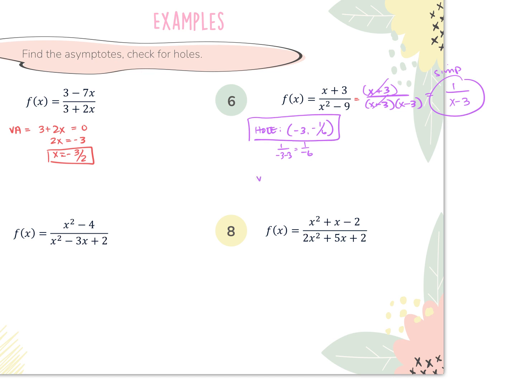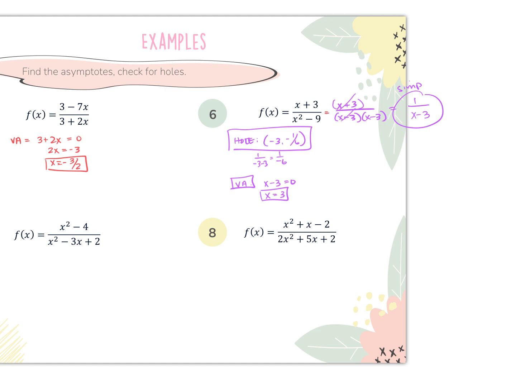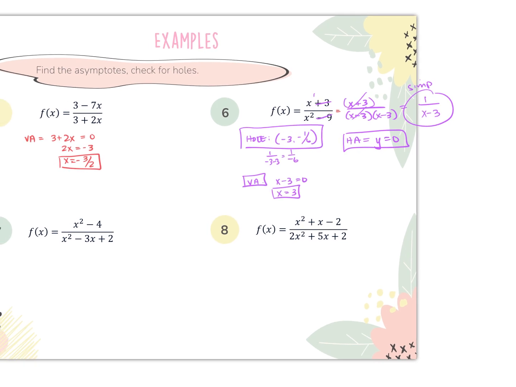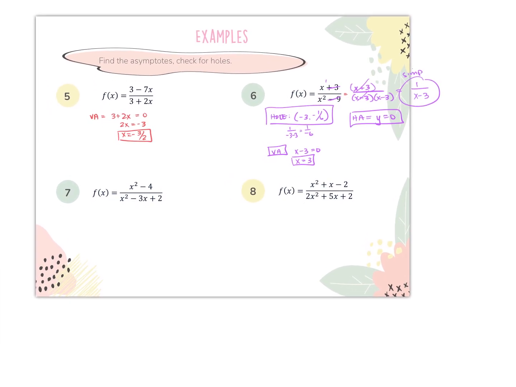Then I go to my vertical asymptote, which also uses the simplified version. So I'm going to put that denominator equal to 0. And so I know my vertical asymptote is the equation x equals 3. And my horizontal asymptote uses the original equation. It looks at these exponents, and it sees that the bottom exponent is larger than the top, and so that one becomes really easy. That's just y equals 0 when that happens. And so there's my hole, my vertical asymptote, and my horizontal asymptote, all there.